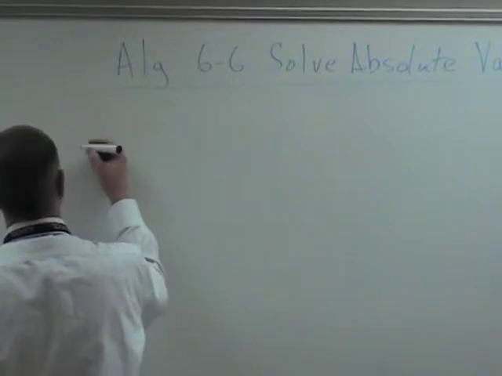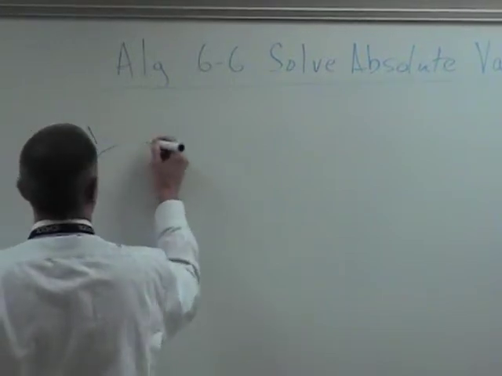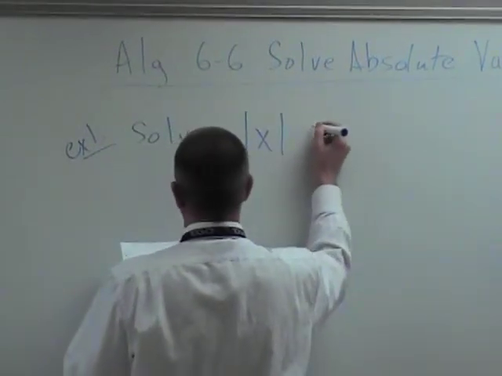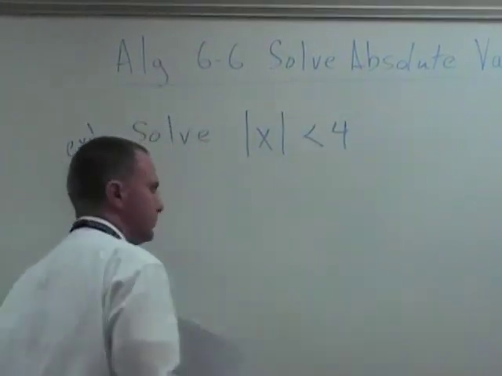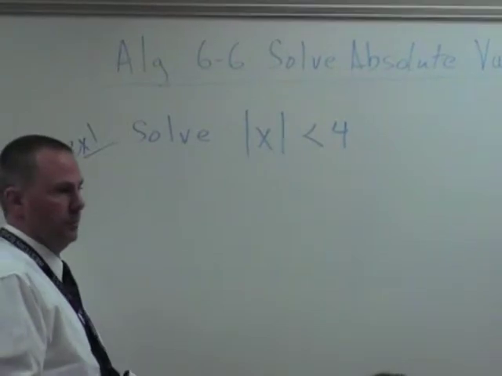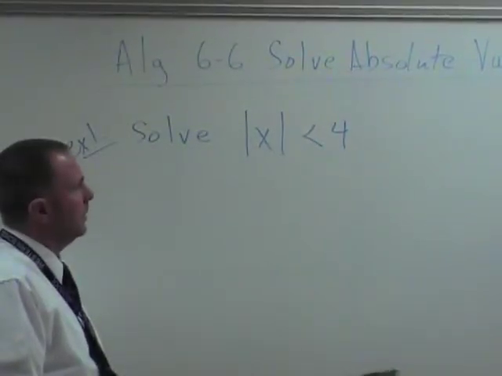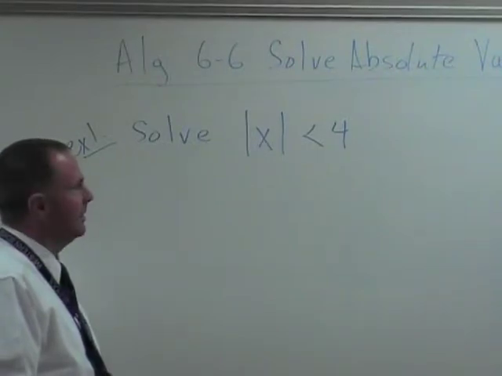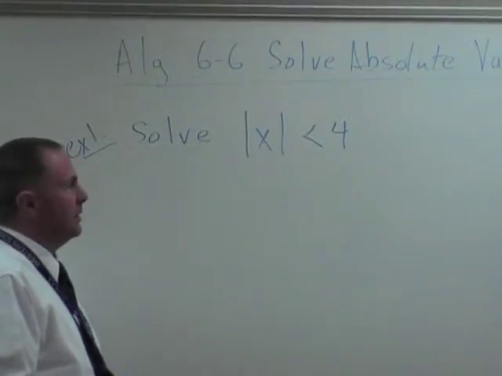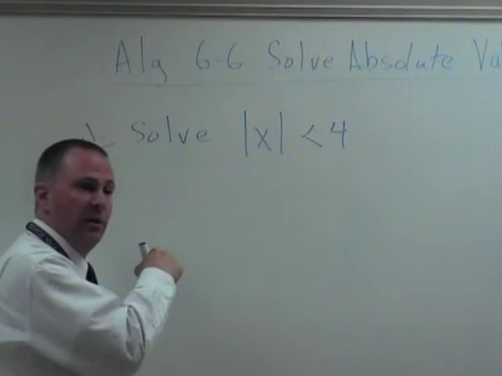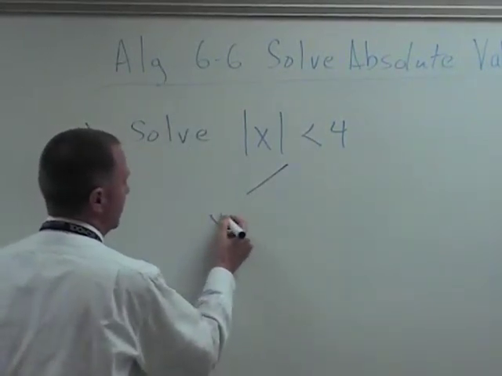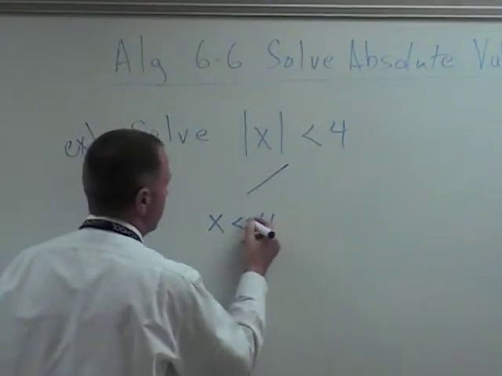All right, example 1. Solve the absolute value of x is less than 4. The absolute value is all by itself. So now we split it apart. The first one remains the same.